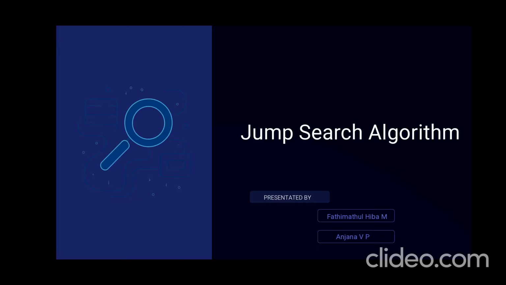Good morning everyone. Today we are going to present our seminar on jump search algorithm. Jump search is an efficient searching technique used for sorted arrays. It works by skipping elements in fixed size blocks instead of checking every element one by one. In this presentation, we will discuss its working principle, algorithm, implementation, complexity analysis, advantages, disadvantages, and applications.